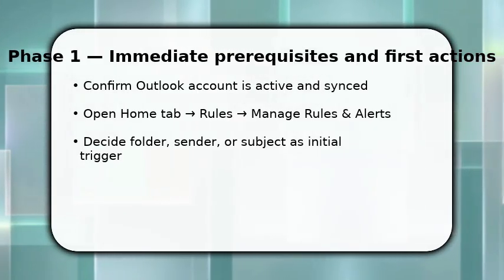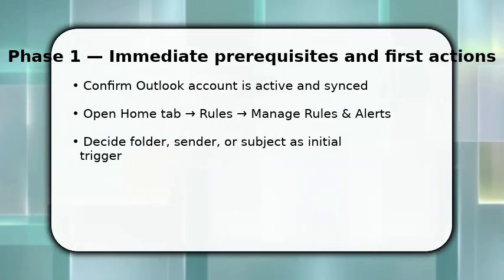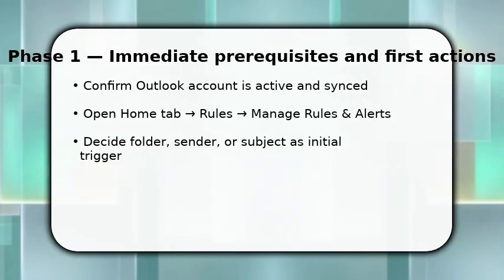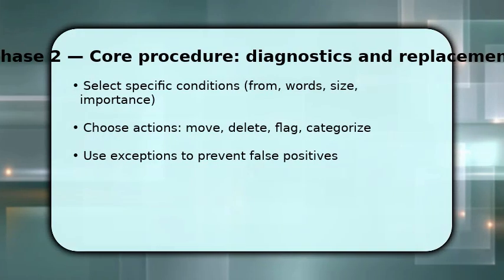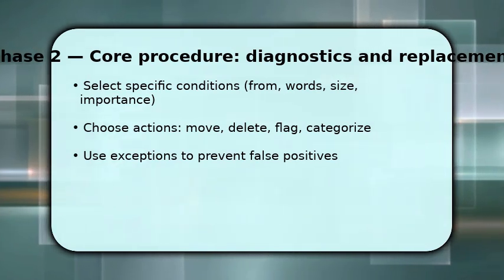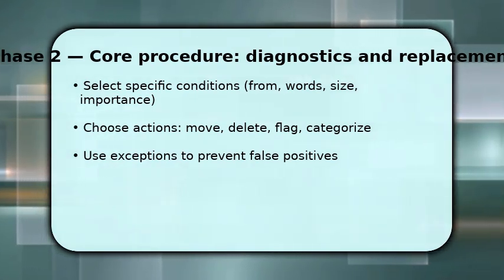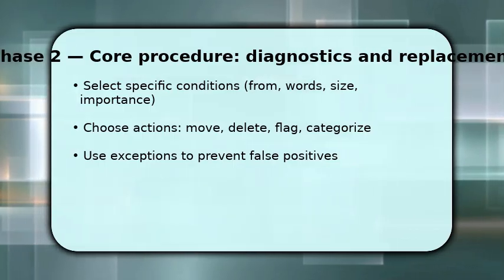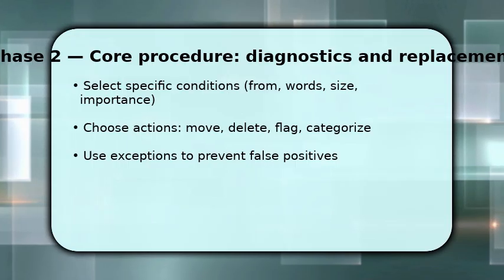Make sure to name the rule clearly. You'll use these initial choices to scope what messages the rule will inspect, which is essential before adding actions. Now you define the conditions that identify messages, specific senders, words in subject, size, or importance. Then select actions, move to folder, mark read, categorize, or delete, combine actions when needed.